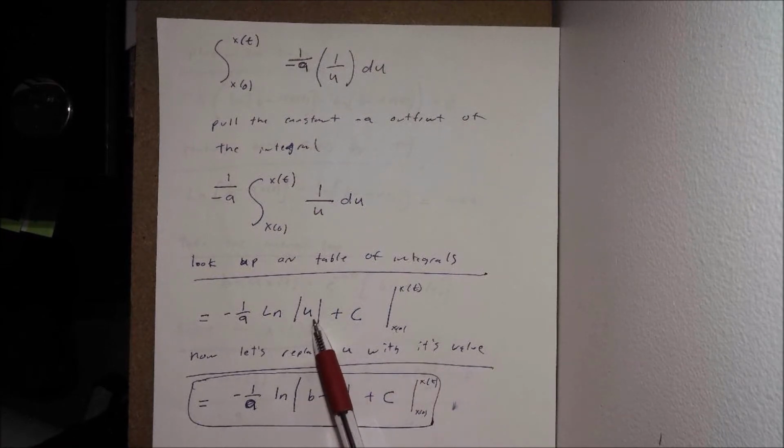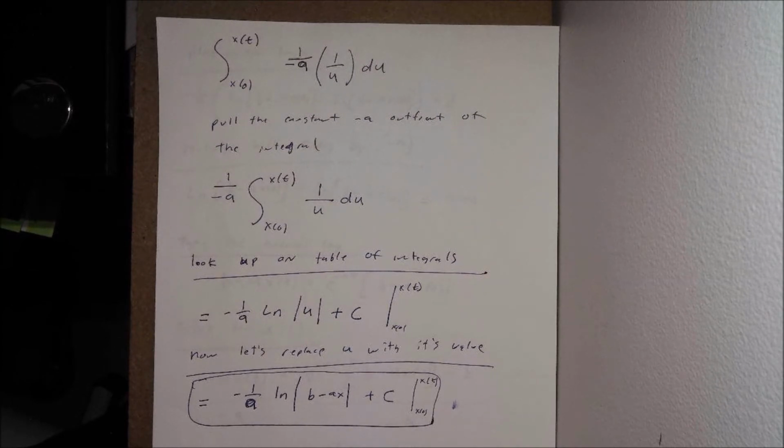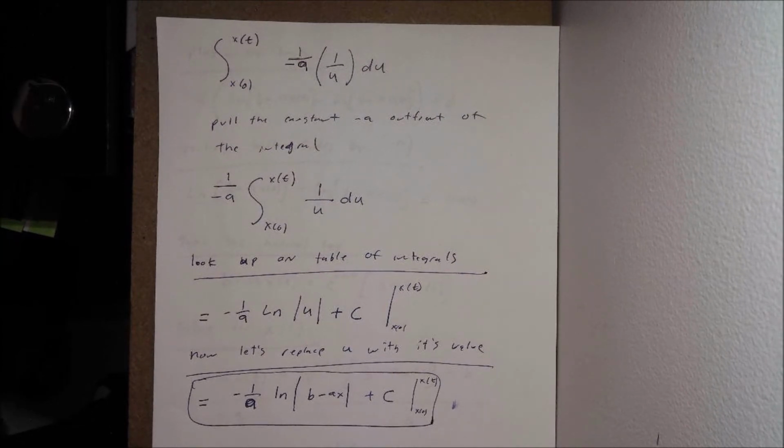So now we can rearrange and replace the u's with their actual values from above. So we had our u, we'd already said before on our previous page that u we let equal to b minus ax, so we can swap that back in now. So this is equal to negative 1 over a times the natural log of our value here for u, b minus ax, plus c, evaluated from x of 0 to x of t.